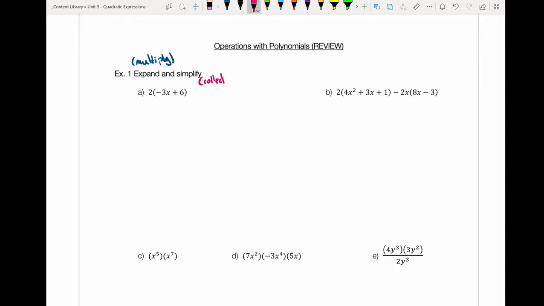collecting like terms. So again, this should be a bit of a review.